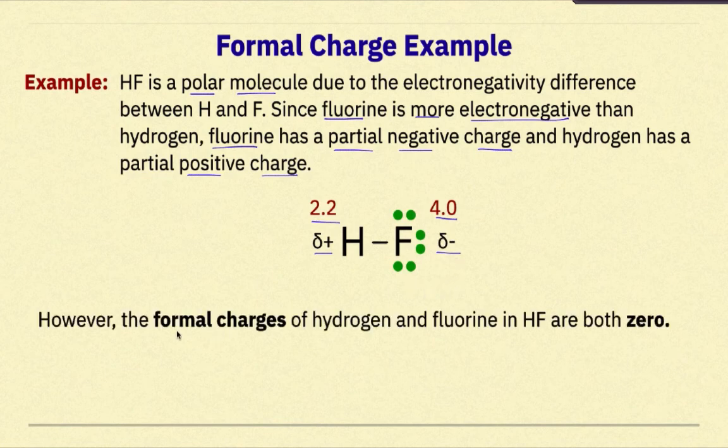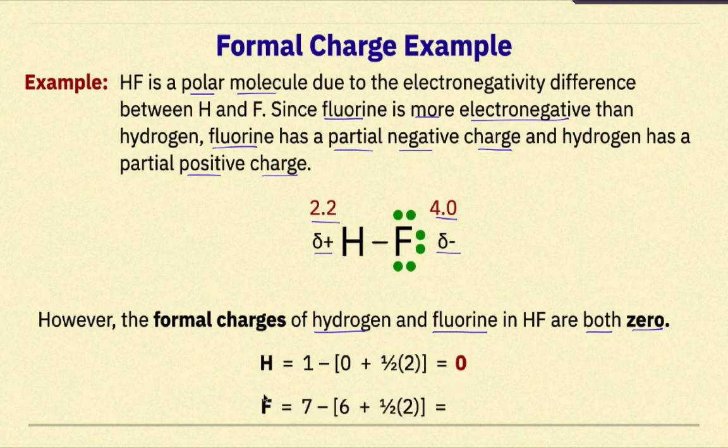But the formal charges of hydrogen and fluorine in HF are both 0. What does that mean? If we do the calculations, for hydrogen we have 1 minus 0 minus 1/2 of 2, which equals 0, and for fluorine, 7 minus 6 minus 1/2 of 2, which is also 0. But let's remind ourselves and break down what these numbers mean in comparison to the actual molecule.